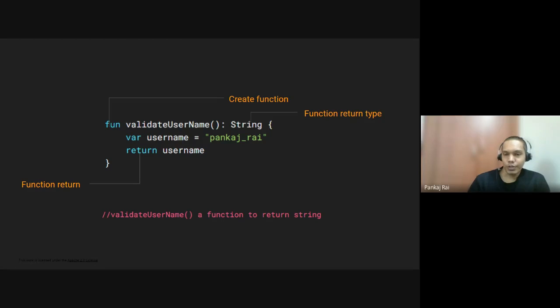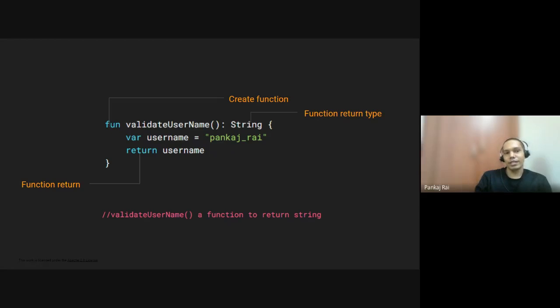The return type for a function is quite important because most functions do return a value. So the syntax here is fun, function name, colon, return type. Here you can see fun validateUsername is the function name, and colon String is the return type of this function. Inside this function, I can do whatever I want, and eventually at the end, if I want to return, I use the return keyword and then return it.